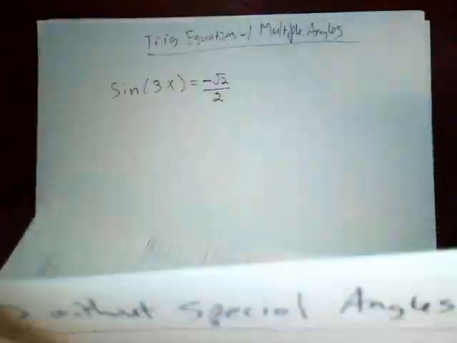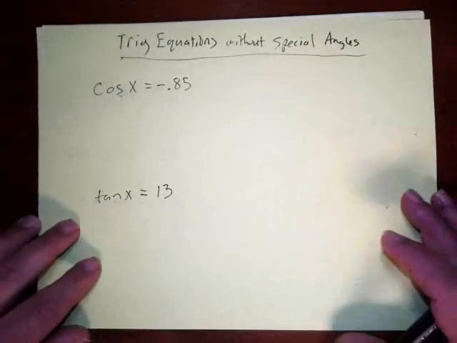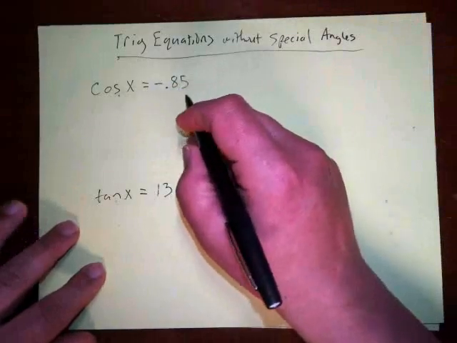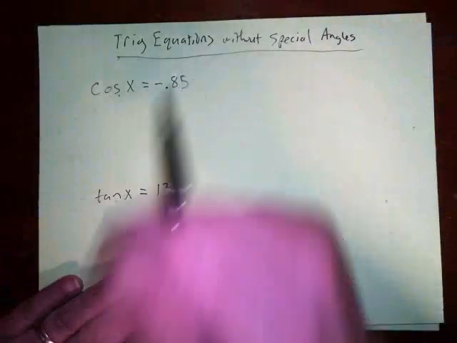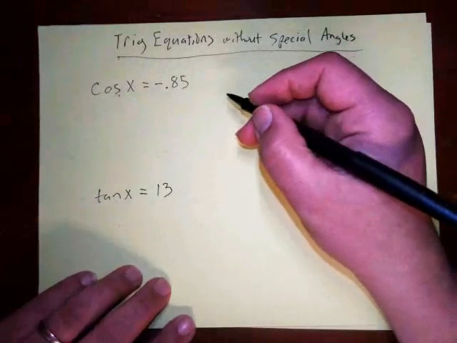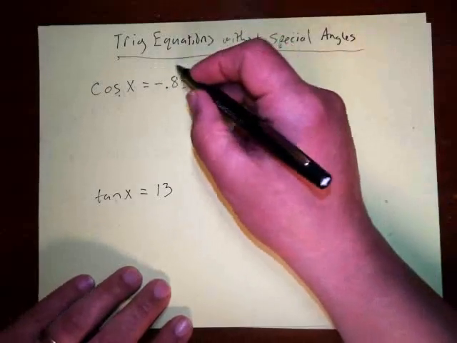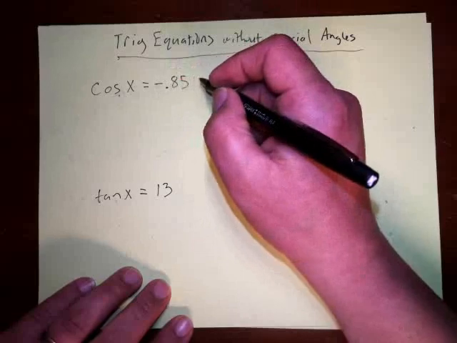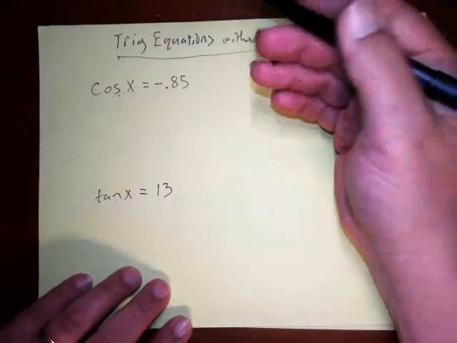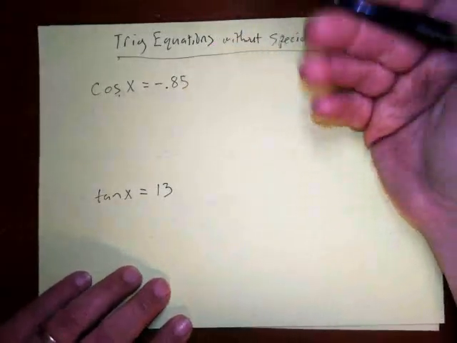So oftentimes in real world examples, you don't get a special angle. You would get maybe an equation that looks like this, where this isn't one of the special angles. And so first of all, you got to make sure that this number here is between -1 and 1, because if it's not, then you don't have a solution for it. So this has to be a number between -1 and 1, and it is.